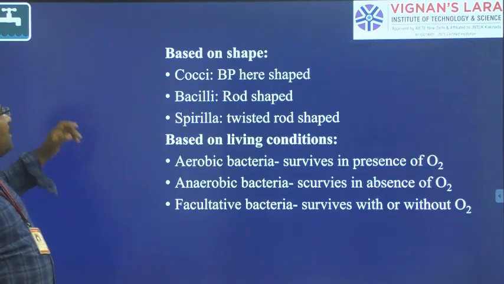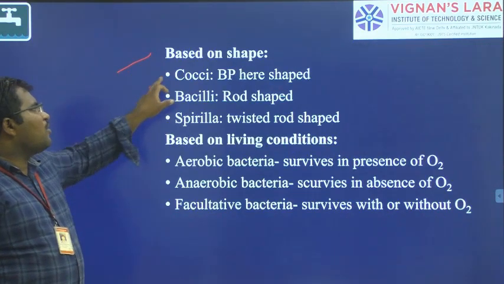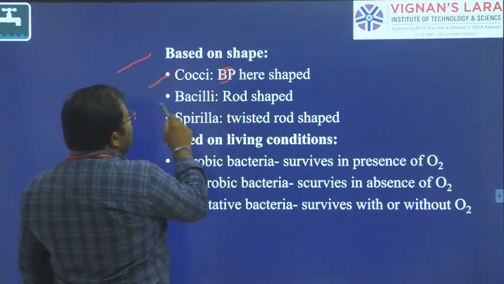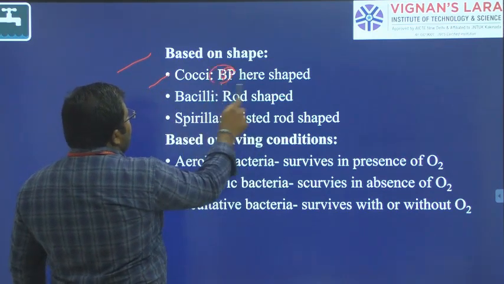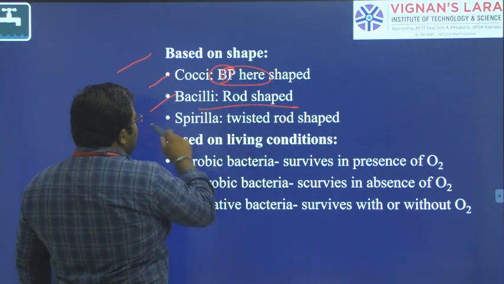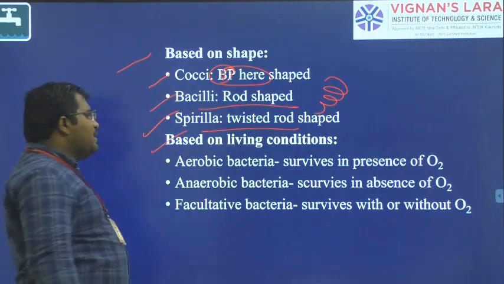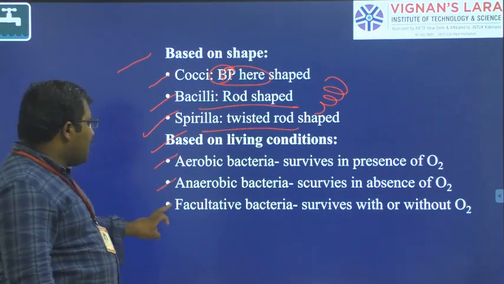Okay. Next, based on the shape, it is going to have cocci, that is spherical shaped, right? Next, bacilli is rod shaped. Spirilla means twisted rod. Okay, like this. Based on living conditions: aerobic, anaerobic, facultative.